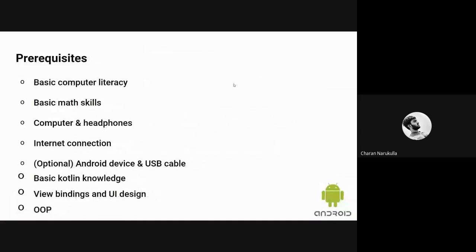For this, you need to have some knowledge of basic computer literacy and some mathematics. You need a computer and headphones. Headphones are optional. Of course, you need an internet connection. If you have an Android device, that will be good. You need basic Kotlin language. Also, you need knowledge of binding various components as well as some UI designs. And you need the final important topic, which is called object-oriented programming, because we need this topic to understand recycler views.